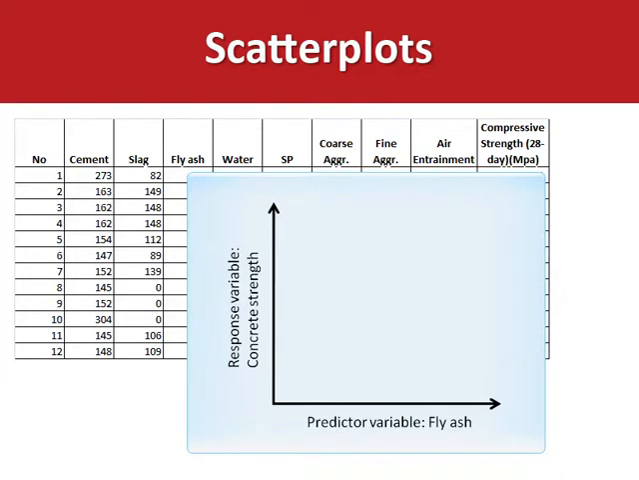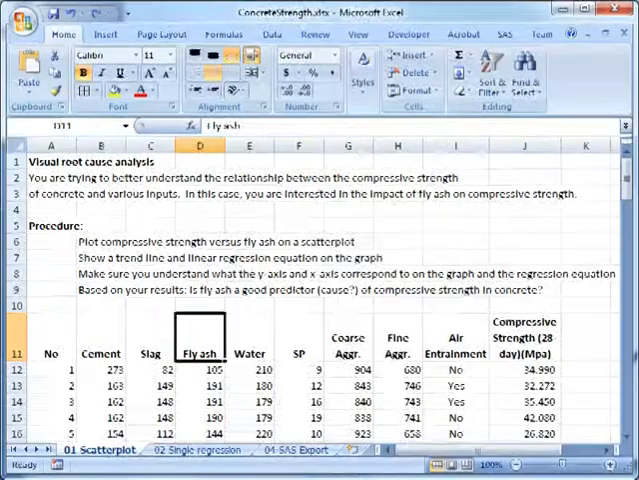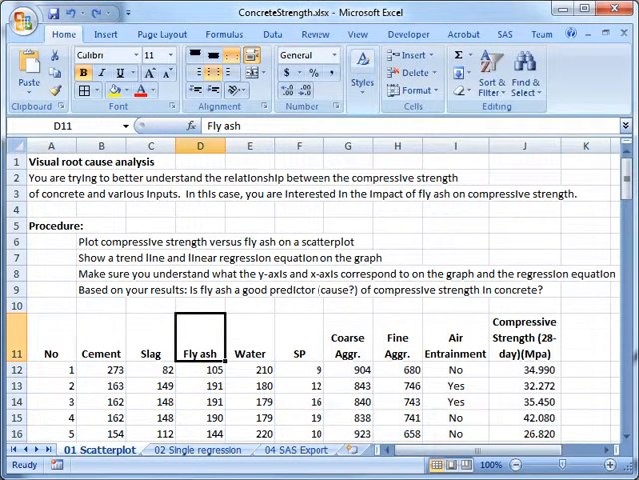The reason we plot this data is to look at it and get a rough sense for how it's shaped, what kind of relationship there is between fly ash and concrete strength. Could be positively linear, could be negatively linear, it could be completely nonlinear. That is why we plot our data first before we do any further analysis. In this lesson, I'm going to use Microsoft Excel to create a scatter plot, and the scatter plot is going to show me the relationship between fly ash and the strength of the concrete.